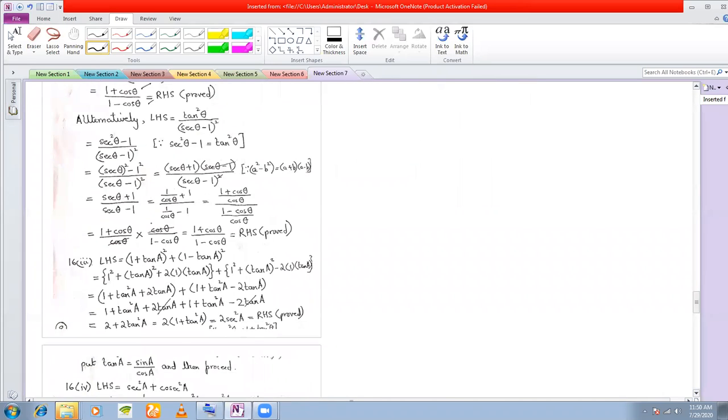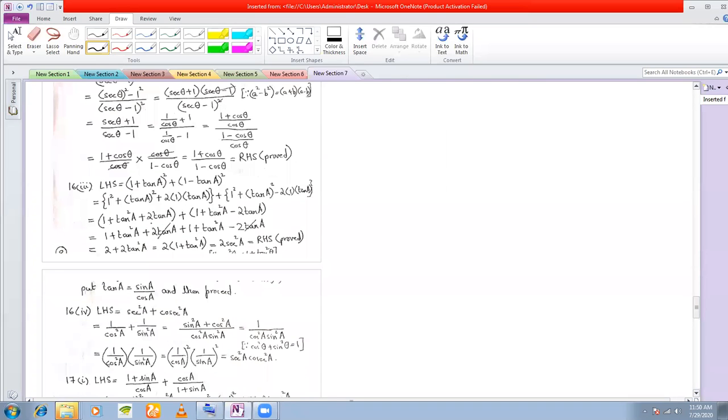Okay, so 16.3, and this is going to be the last one because I have little time left. The question is, prove that 1 plus tan a whole square plus 1 minus tan a whole square is equal to 2 sec square a. That is the question. Now see, on the left hand side we have 1 plus tan a, it should be a minus.